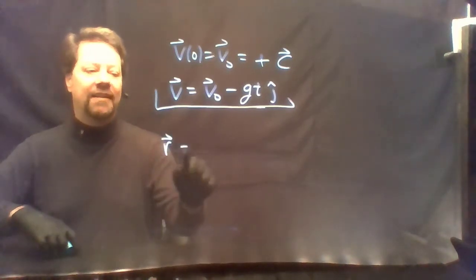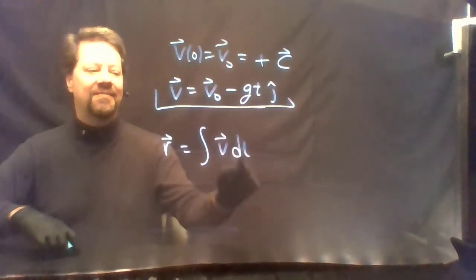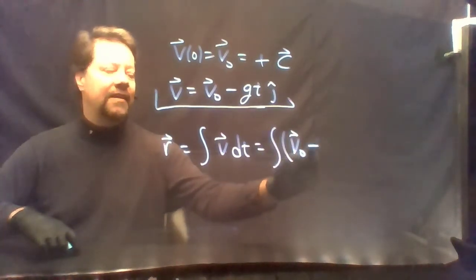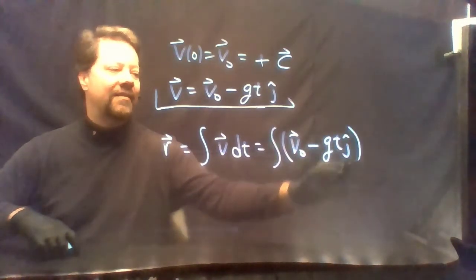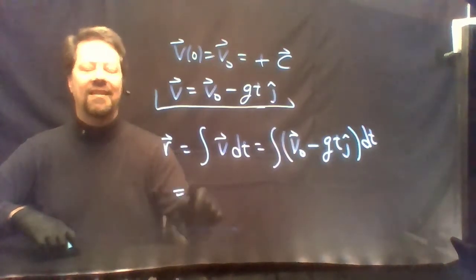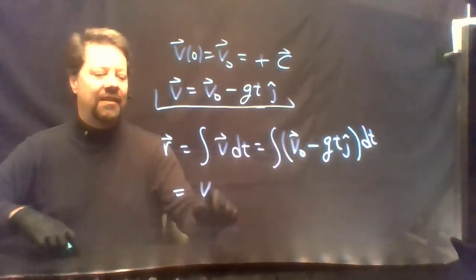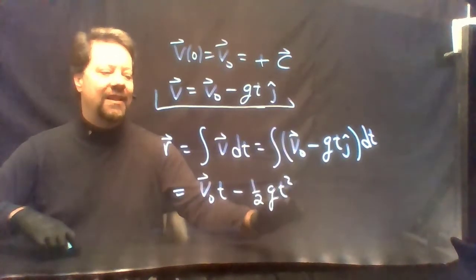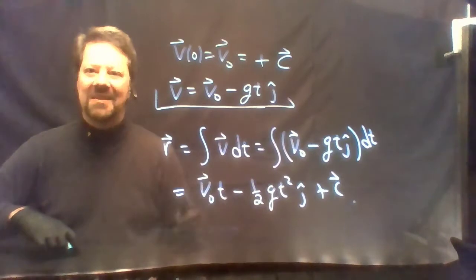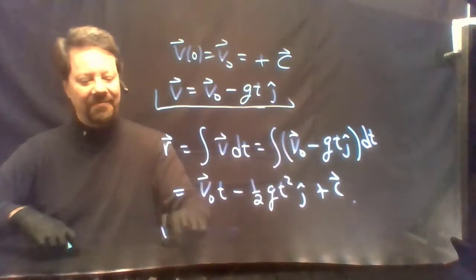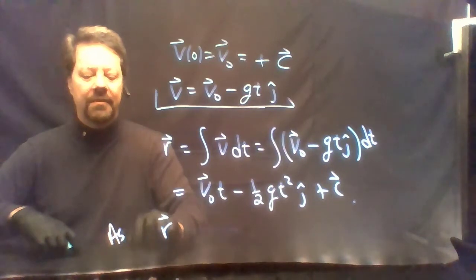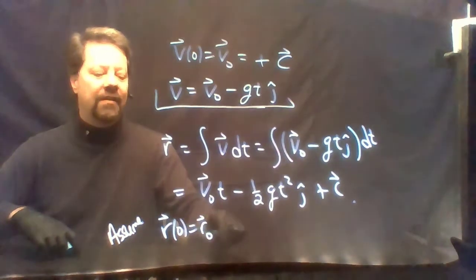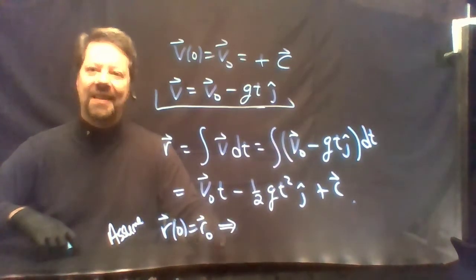To obtain the position vector, we integrate the velocity. So we'll have to integrate the constant vector v0 minus gtj with respect to time. This, of course, gives us v0t minus 1/2 g t squared j plus a constant vector of integration. If we assume that r of 0 is some initial position vector r0, what does that imply?